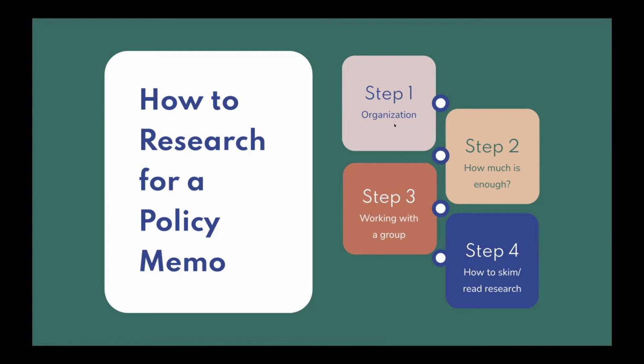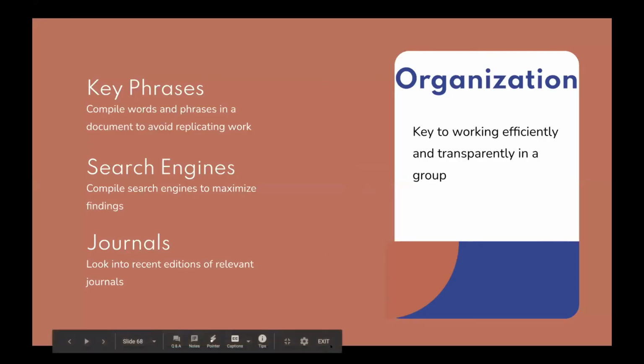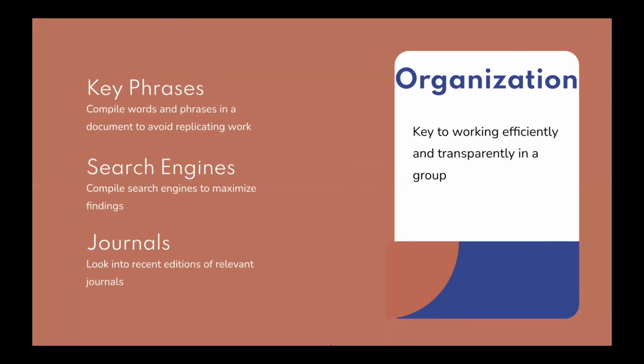So we're going to talk about organization. When you're reading research, how much is enough in terms of when to stop doing background research, how to work with a group, and how to skim and read research quickly. So, okay. The first thing is organization, which is really important, especially when you're working with a group. You want to be transparent. You want everyone to know what's going on all the time.